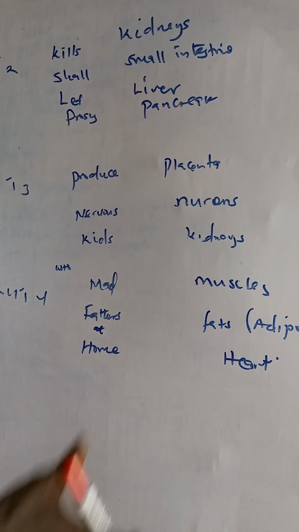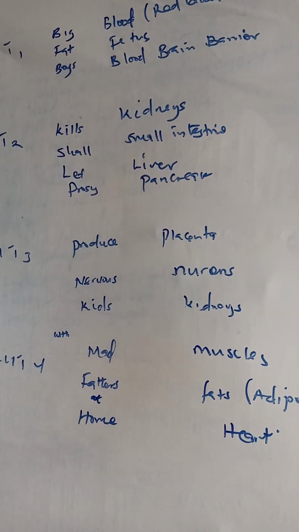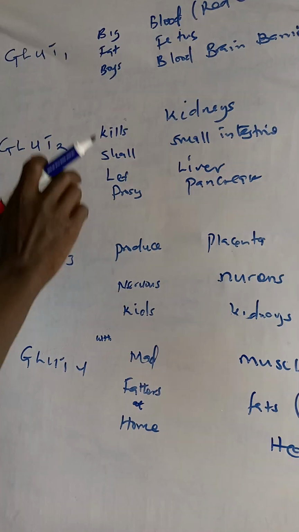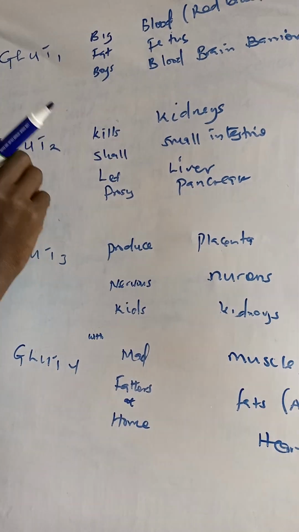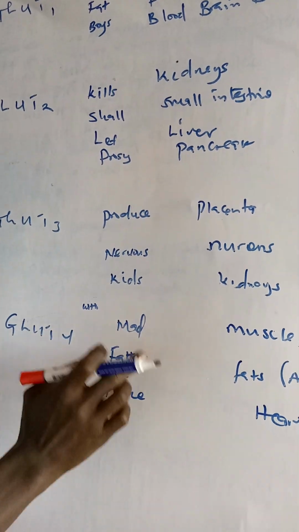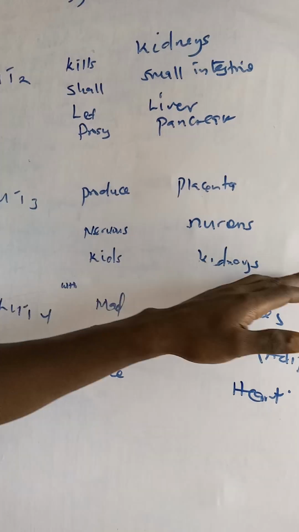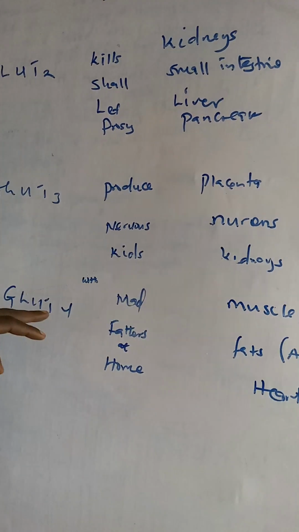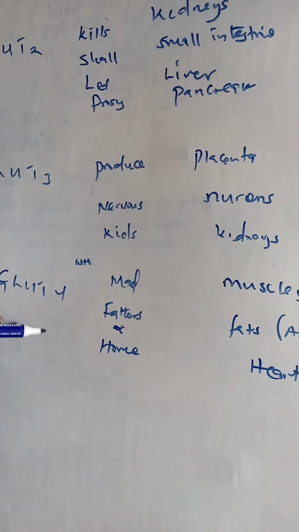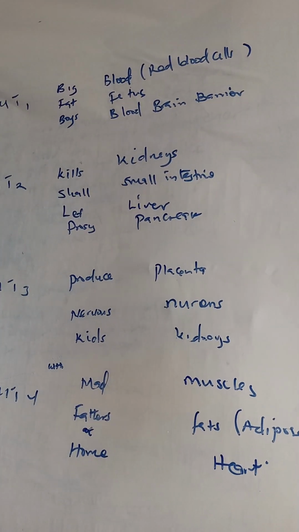Now, if all this might confuse you, you can use a mnemonic known as Big Fat Boys. Big Fat Boys are in glucose transporter 1. Big Fat Boys Kills Shall Left Produce Nervous Kids with Mad Fathers at Home. Now, Produce is placenta, Nervous is neurons, Kids are kidney, Mad is muscles, Fathers is fats, then Home is heart. So this is class 1 of the glucose transporter.